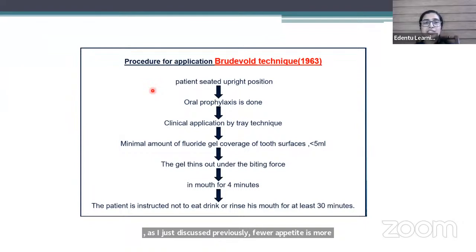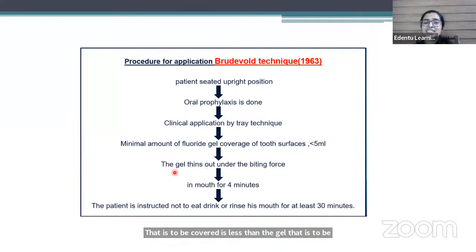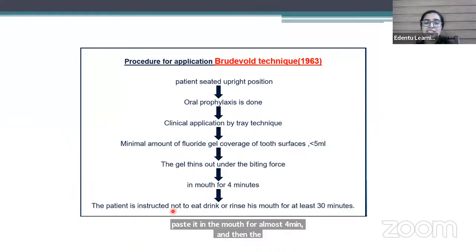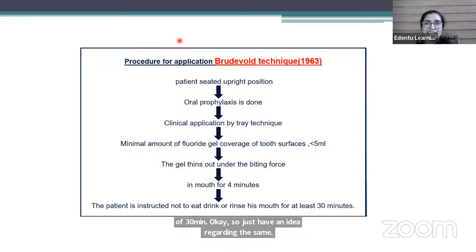Talking about the procedure for application in the Brudevold technique, the patient is seated in an upright position. Once oral prophylaxis is done, the clinical application is done by the tray technique. The amount of fluoride gel covering the tooth surface should be less than 5 ml. The gel thins out under the biting force, which we call the thixotropic property. You place it in the mouth for almost 4 minutes, and then the patient is instructed not to eat, drink, or rinse the mouth for a minimum of 30 minutes. This is how you have to write the procedure exactly.